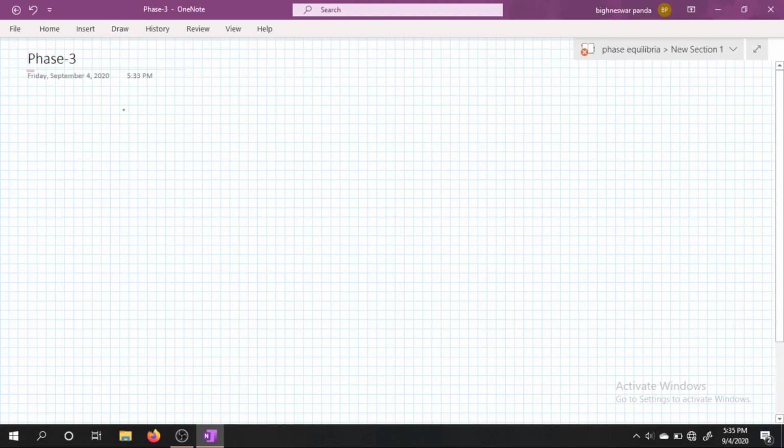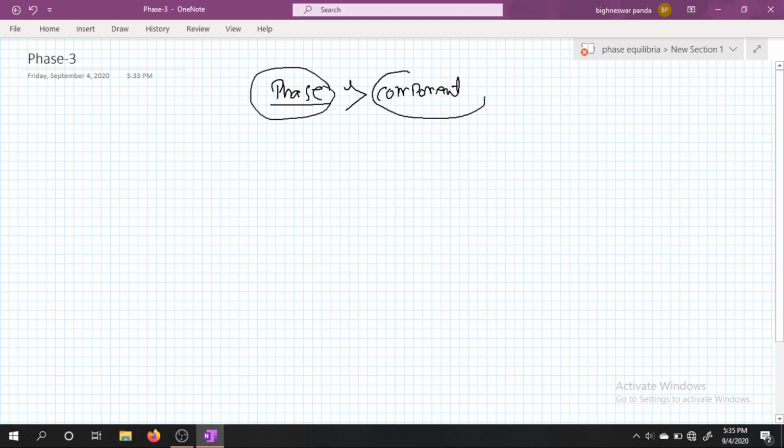Here we are, another session for lecture number 3 of phase equilibrium. So in the previous class we have already discussed what is phase and component, and we have discussed how to calculate phase in a system and how to calculate component in a system. Now we are going to discuss degree of freedom.